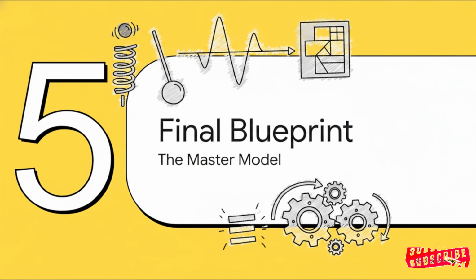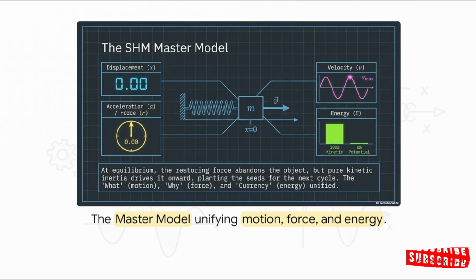Let's synthesize all of this into one master model in Section 5, the final blueprint summary. This dashboard perfectly unifies the what of motion, the why of force, and the currency of energy into one master model. So the crucial point is right here at equilibrium. At the exact center, where x equals 0, the restoring force completely abandons the object. The spring isn't pushing or pulling at all.